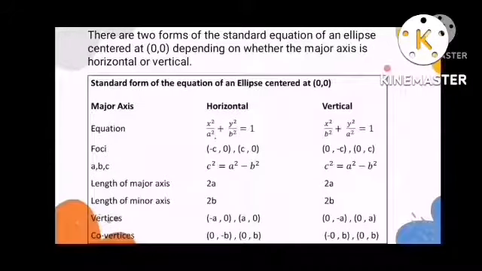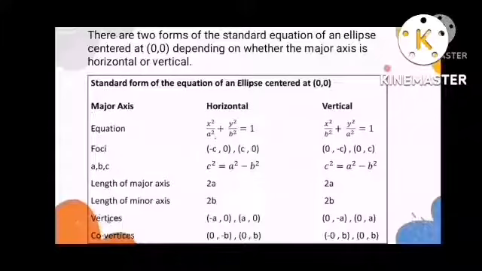There are two forms of the standard equation of an ellipse centered at (0, 0), depending on whether the major axis is horizontal or vertical. The major axes are horizontal and vertical. The equation for the horizontal is x squared over a squared plus y squared over b squared is equal to 1. And for the vertical, x squared over b squared plus y squared over a squared is equal to 1.